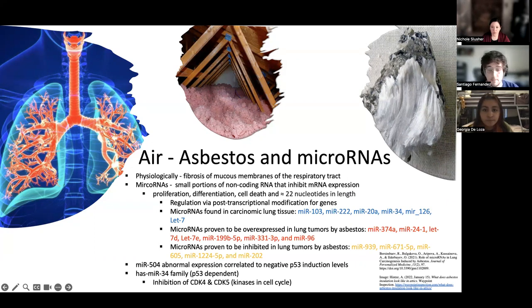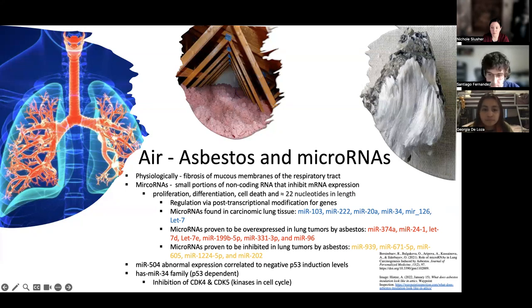Multiple studies have observed the effect asbestos has within the realm of respiratory illnesses. And one such study, titled Role of MicroRNAs in Lung Carcinogenesis Induced by Asbestos by Bersimbaev et al. 2021, is going to be the primary case study that I'm going to be referencing within the next couple of slides. It covers the role of asbestos in promoting oncogenesis at the molecular level.